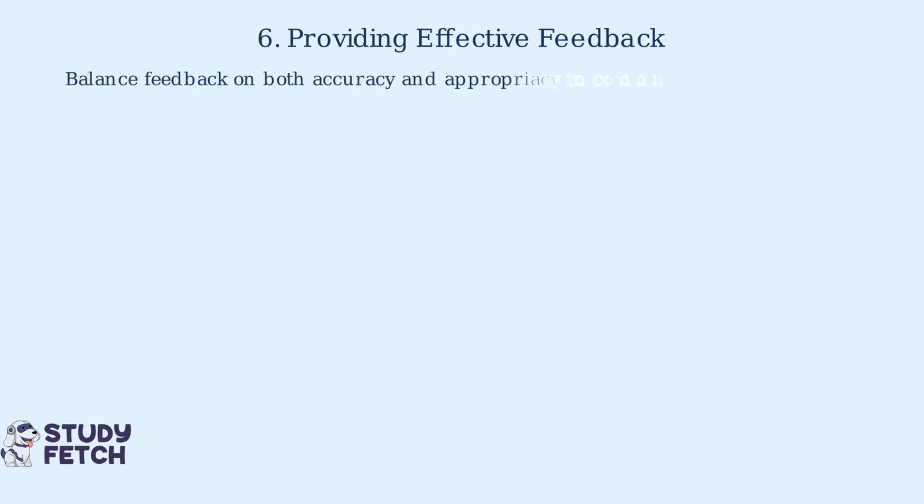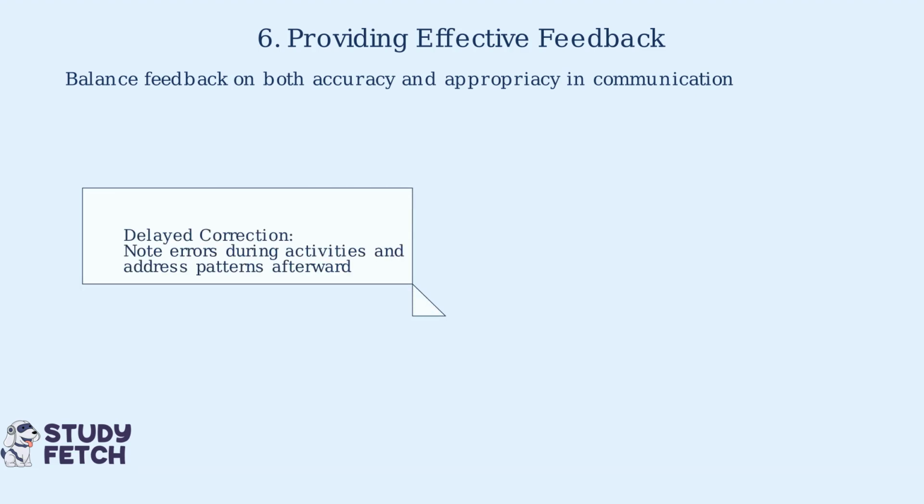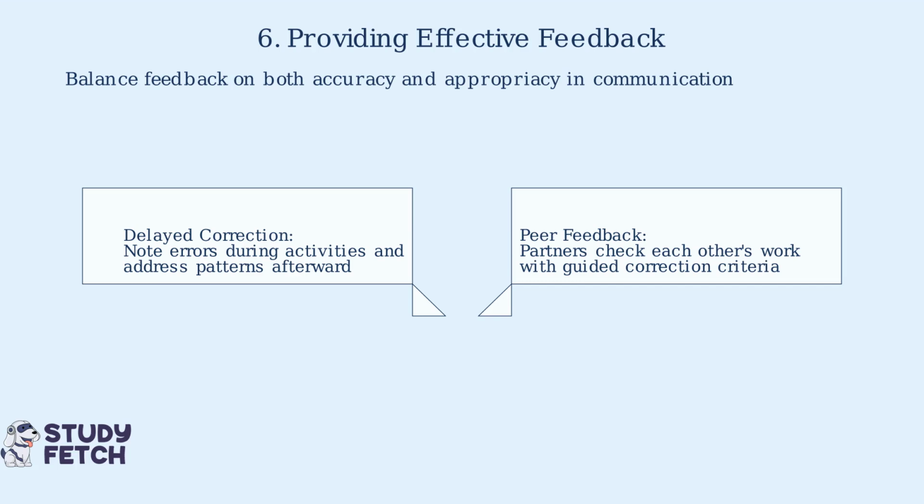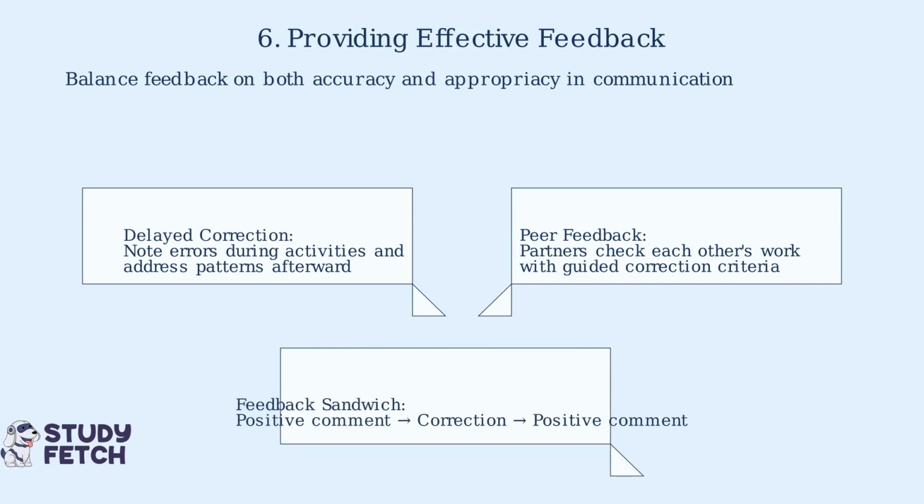Effective feedback in communicative grammar teaching balances comments on both accuracy and appropriacy in communication. Delayed correction allows students to communicate freely during activities, while the teacher notes errors for group discussion afterward. Peer feedback encourages students to analyze language critically, using guided correction criteria to help each other improve. The feedback sandwich approach ensures correction is balanced with positive reinforcement, maintaining student confidence while addressing errors.